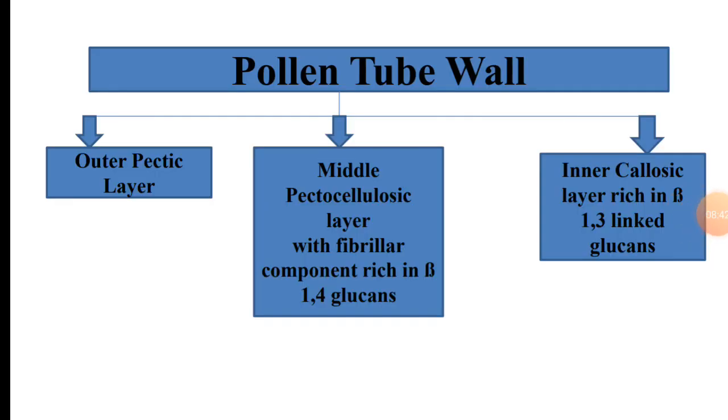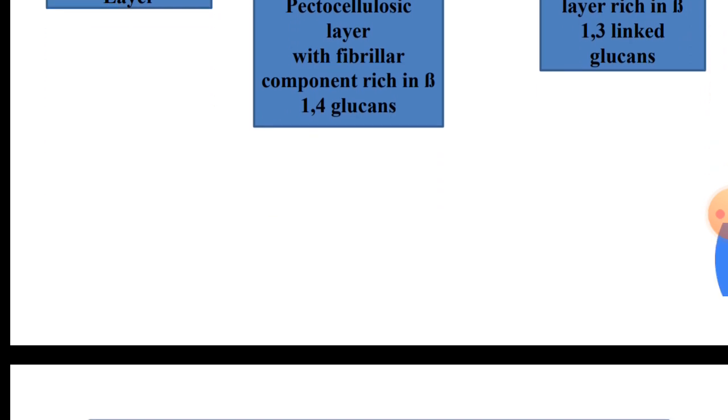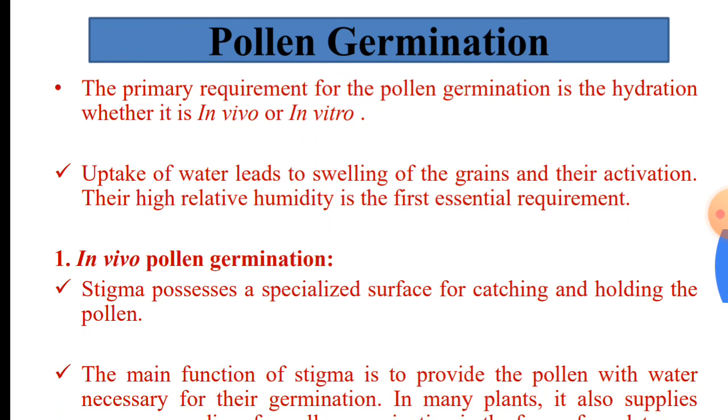Now, pollen tube wall. The pollen tube wall is divided into three layers: outer pectic layer, middle pectocellulosic layer, which has a fibrillar component rich in beta-1,4-glucans, and inner callosic layer, which is rich in beta-1,3-linked glucans. The pollen tube wall is divided into three layers: outer pectic, middle pectocellulosic, and inner callosic layer. The inner layer is made up of callose.